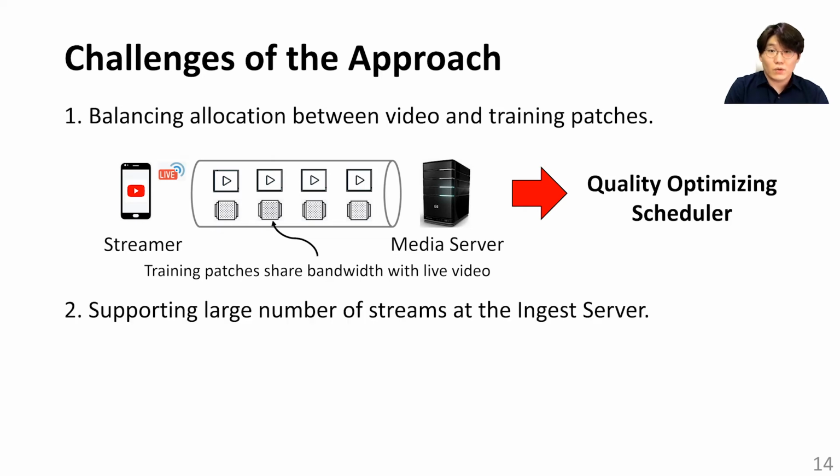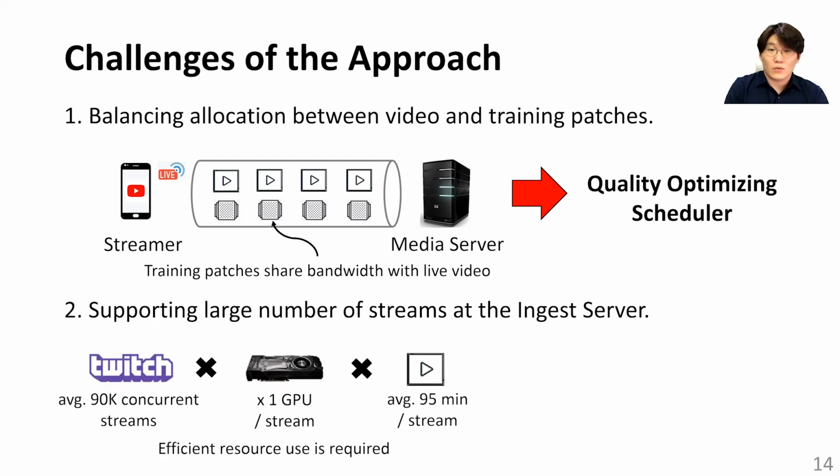Second, the ingest server must support a large number of streams. For example, there are on average 90,000 concurrent streams on Twitch. If we naively dedicate one GPU for online training to each stream, LiveNAS can only provide the benefit of online training to a limited number of concurrent streams. Therefore, efficient resource use for online training is required. To address the challenge, we introduced the Content Adapted Trainer. Now, I'll briefly explain the two design components.